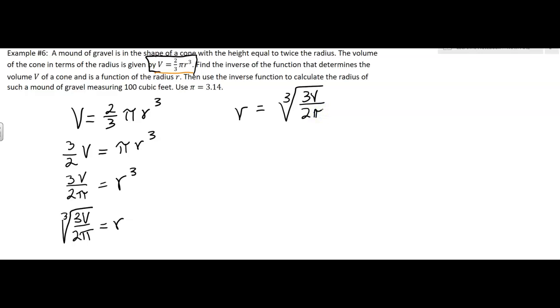So pi is a constant. They tell us to use 3.14, so we're going to go ahead and use that. And then they have to give us either the radius or they have to give us the volume. But they're going to give us the volume. That's why we did this, so that we could figure out what the radius is.